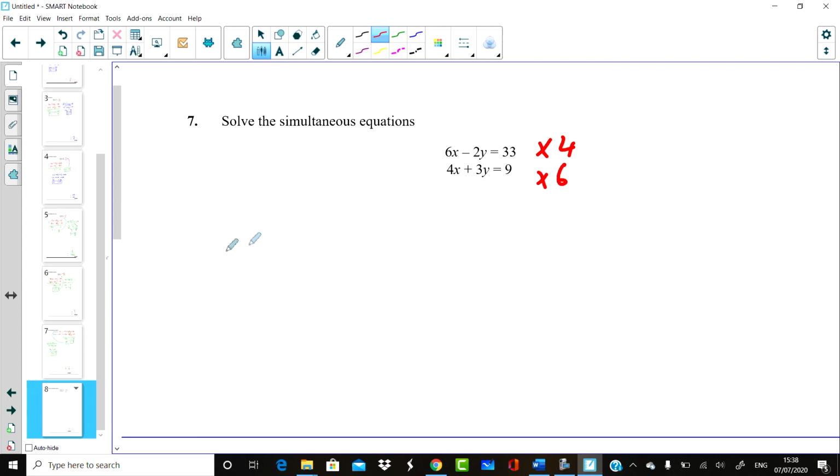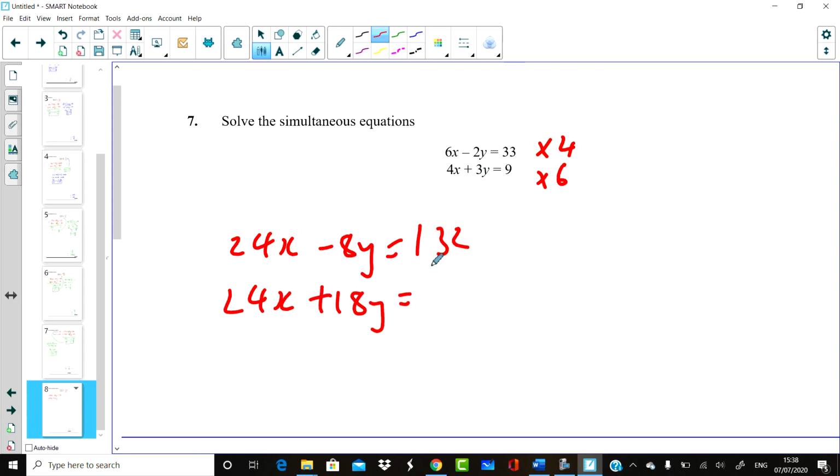So that's going to look like 24x minus 2 times 4, that's negative 8y. And 33 times 4, that's just going to give me 132. And over here we have 4 times 6, so that's 24x. So we've got the same number here. Positive 3 times 6, that's plus 18y. And we have 9 times 6, that's 54.